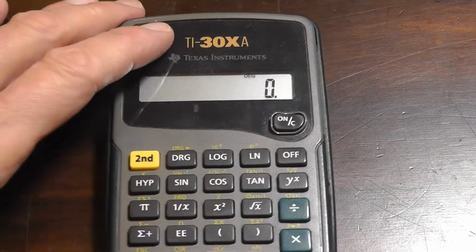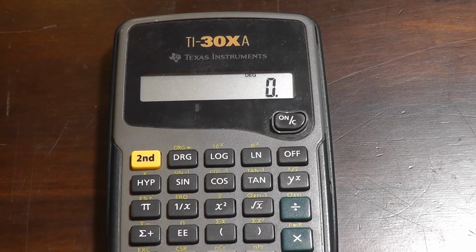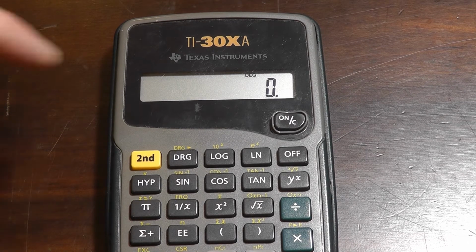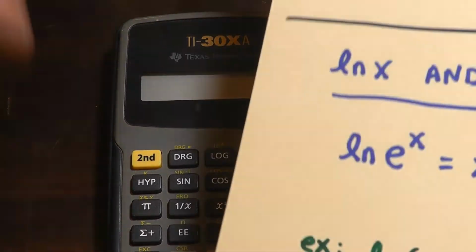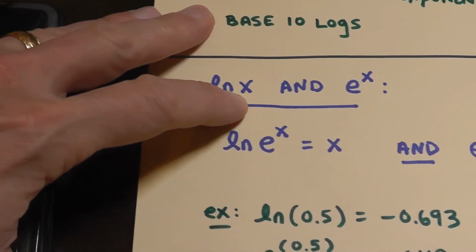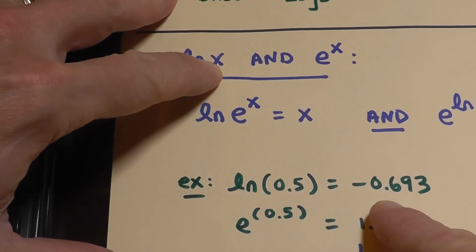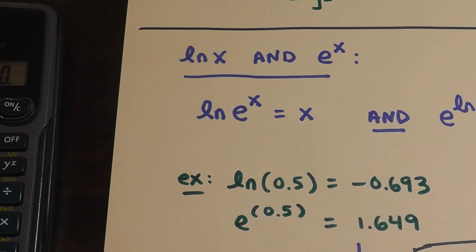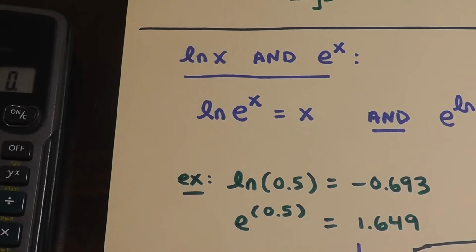I use this calculator. This is my go-to. What we're going to do here is a couple of calculations. Let's put in the natural log of 0.5. There's a point where that comes in. By the way, half-life is another place.